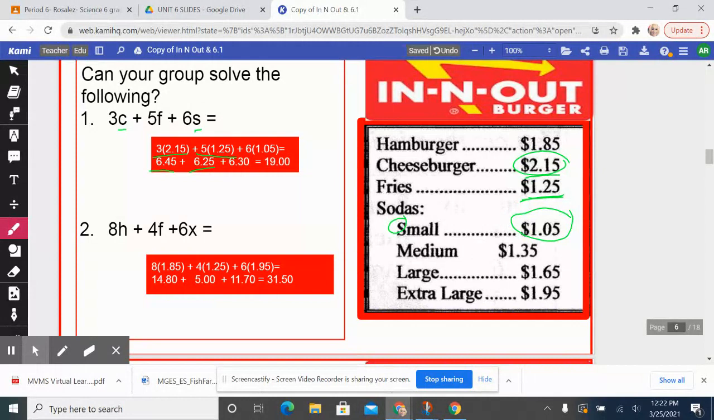So you would do 6 times the amount, right? $1.05, and you get $6.30, and then you add them up, and that's how much they would pay.